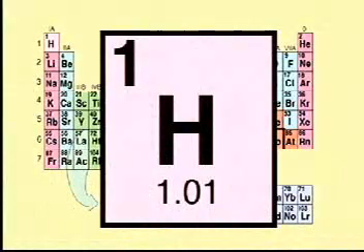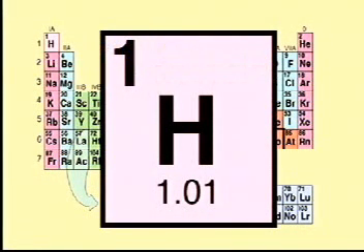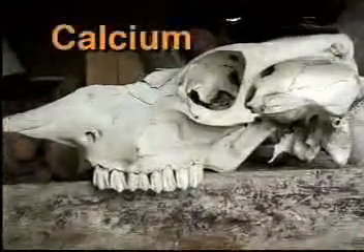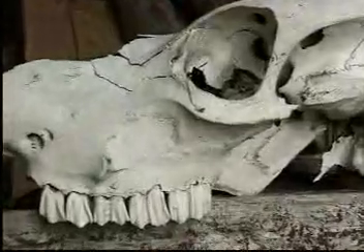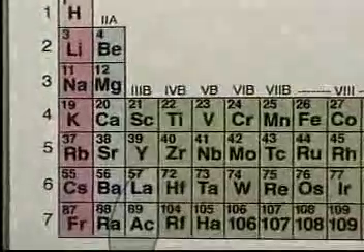Hydrogen is symbolized by the letter H, found in the upper left portion of the chart. Let's take a look at another element, calcium. Calcium is an element found in the human body and in the bones of other animals. Calcium is also common in rocks, such as limestone and marble seen here. It is located here on the periodic table.